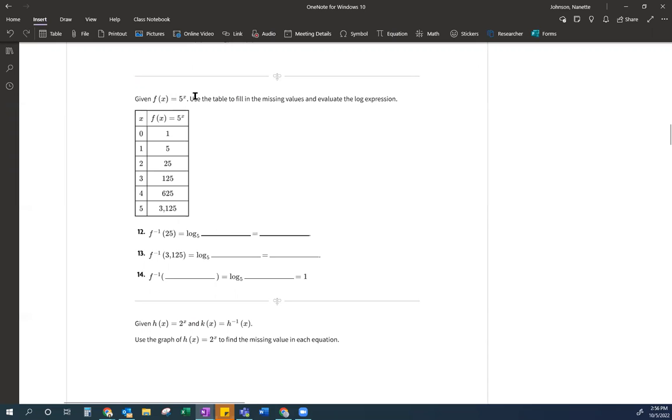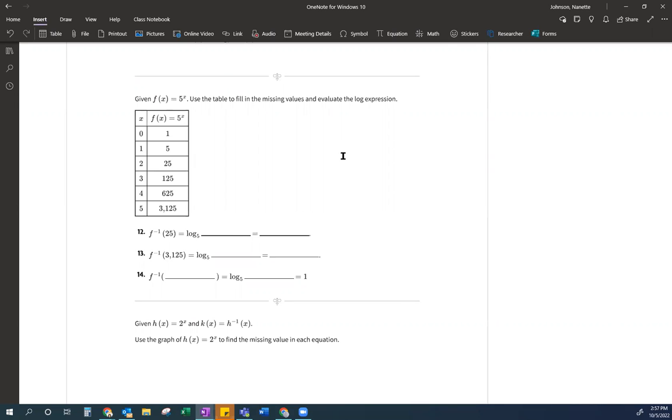If the function is 5 to the x, then what's the inverse? In the chat, can you tell me? If the function is 5 to the x, what's the inverse? Yeah, log base 5 of x. Very good.